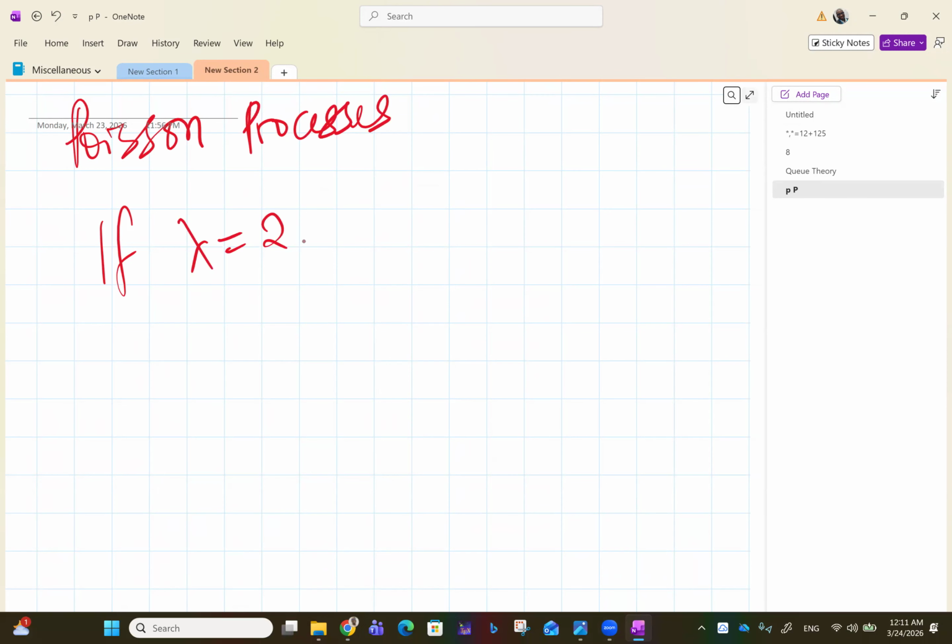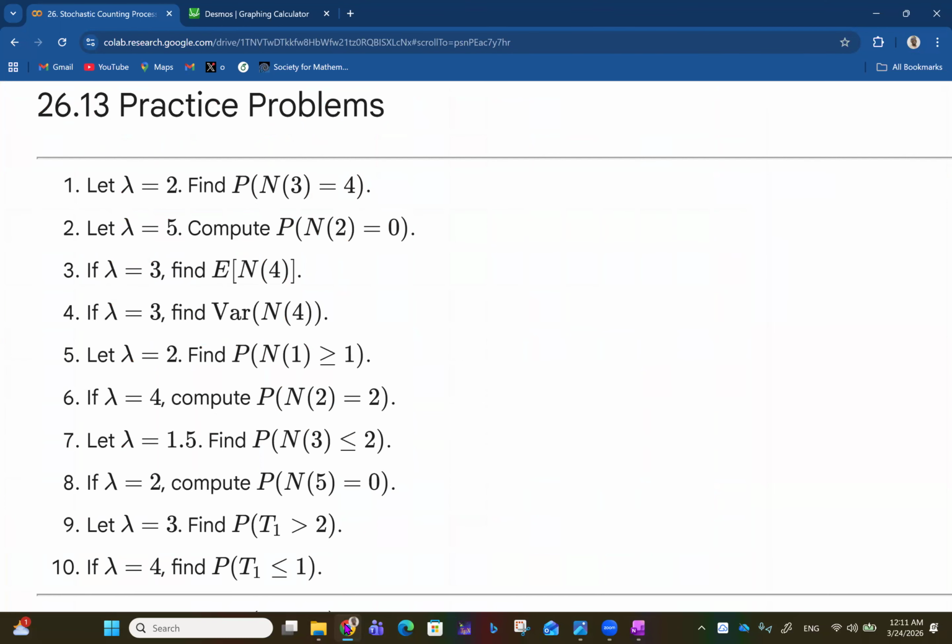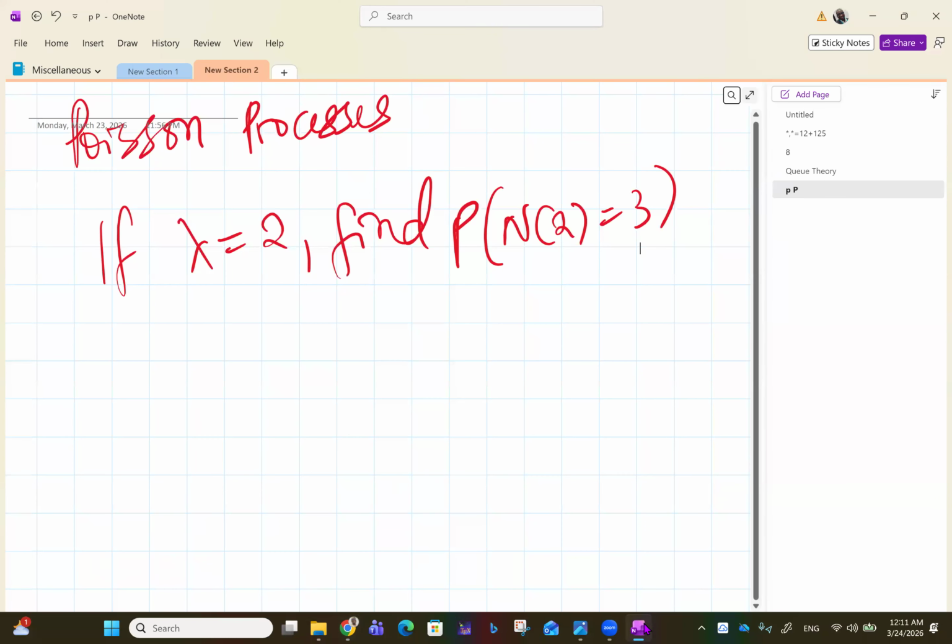If lambda is 2, find the probability that N of 3 equals 4. Probability that N of 3 equals 4.